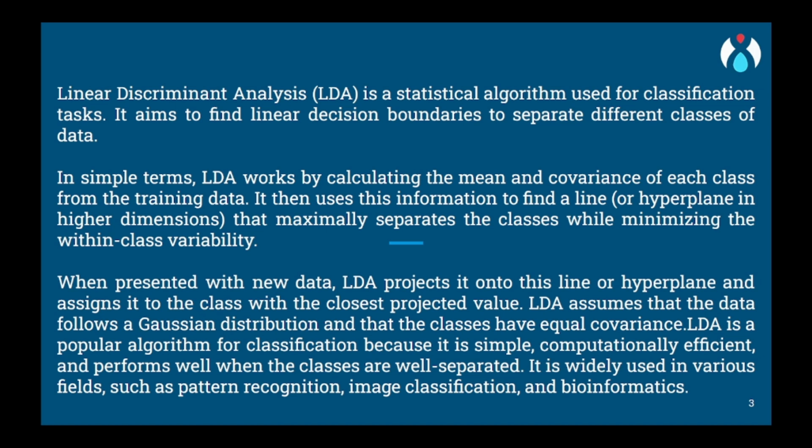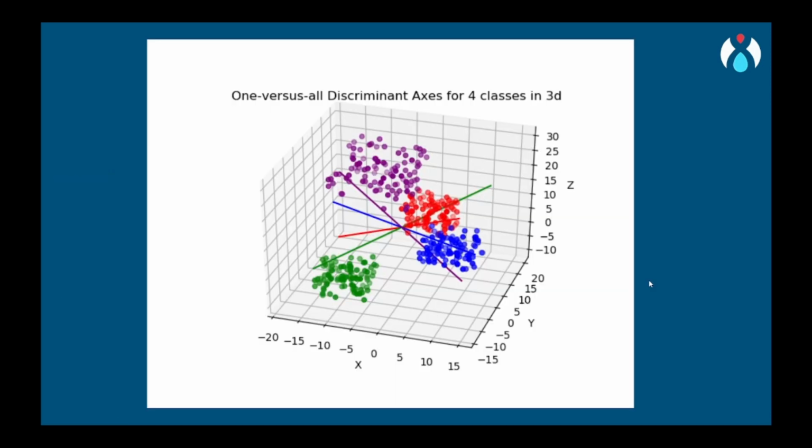This direction is called the discriminant axis or linear discriminant. By projecting the scores of the students onto this axis, LDA reduces the dimensionality of the data from multiple subjects to a single value. Once the linear discriminant is determined, LDA can be used for classification.